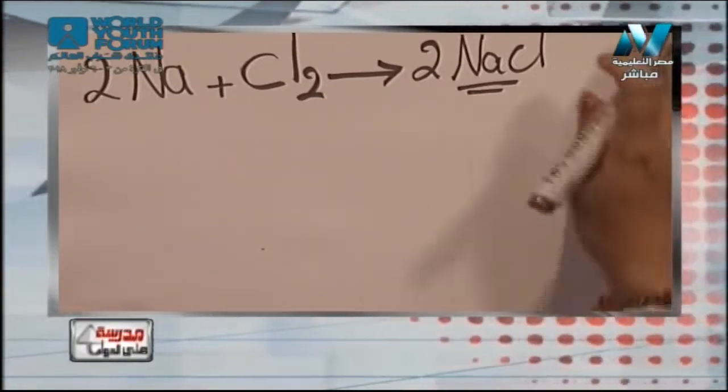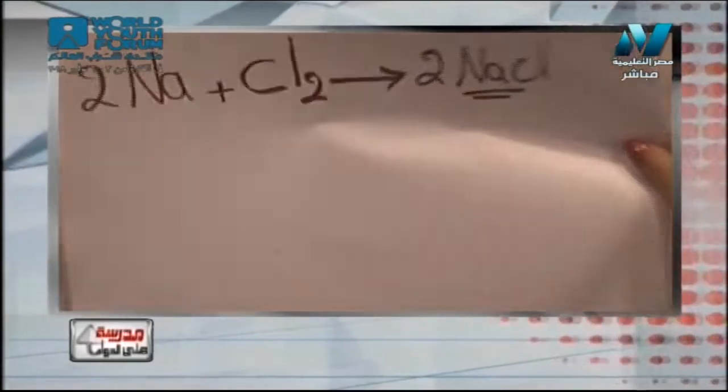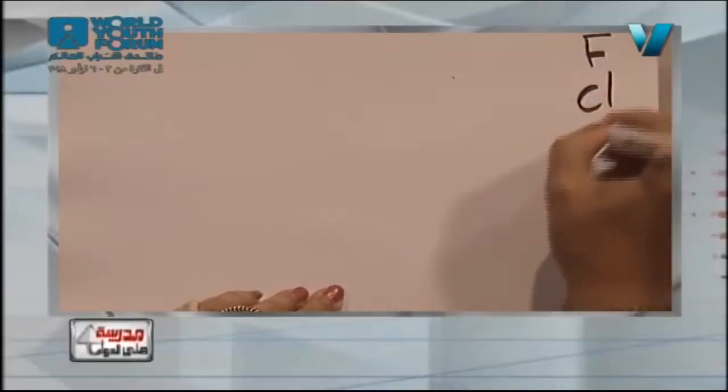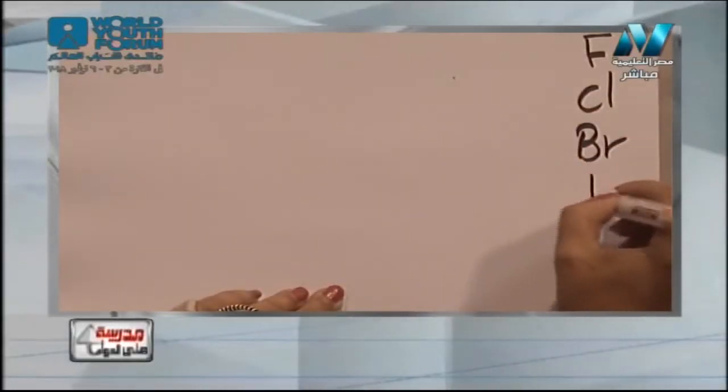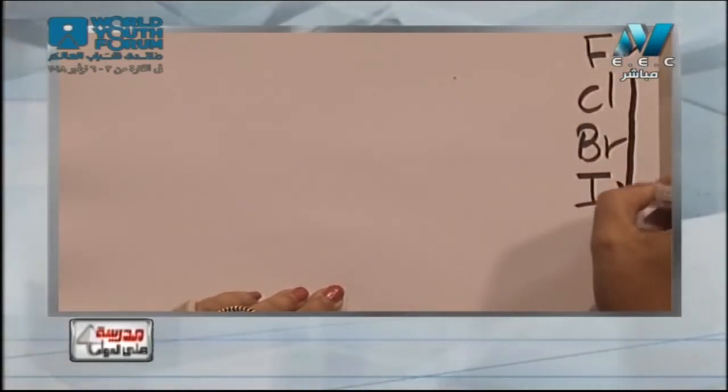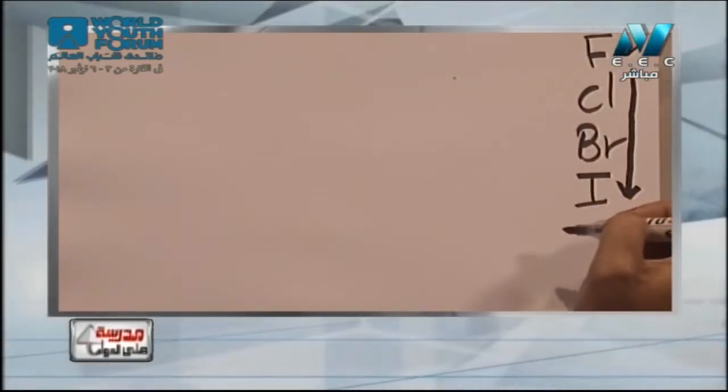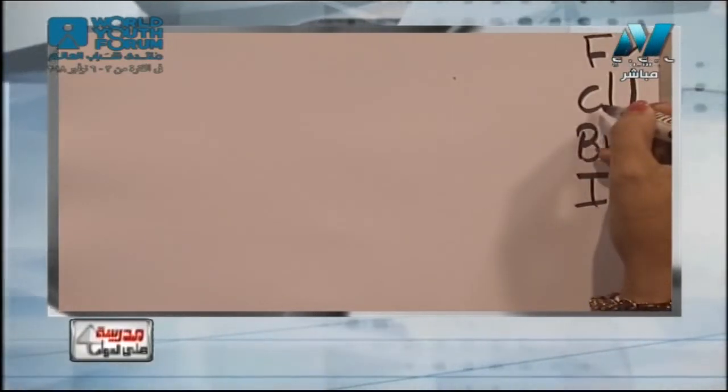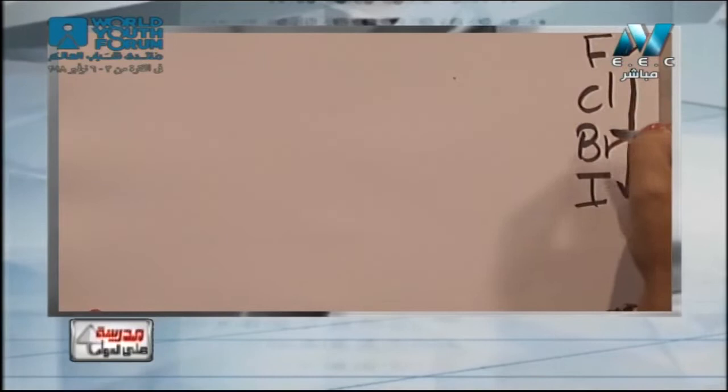As we are going to write the group together, starting with fluorine, chlorine, bromine, and iodine. This is the most active, and the activity decreases down the group. So iodine cannot replace bromine in its salt solution, and bromine cannot replace chlorine in its solution. Why? Because it is below it in the group, or less active.